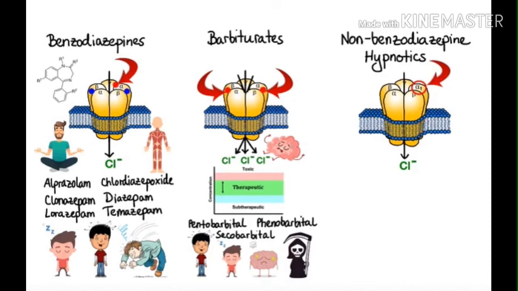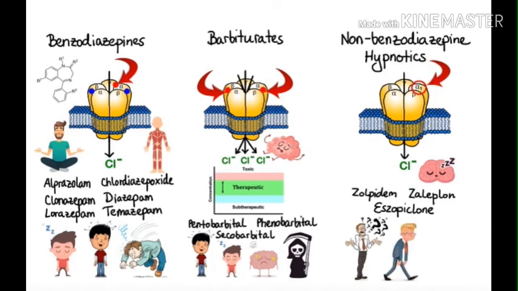Because alpha-1 containing GABA-A receptors are highly expressed in wake-promoting regions of the brain, the preferential binding of non-benzodiazepine hypnotics to these receptors results in sleepiness but not anti-anxiety effect. The examples of non-benzodiazepine hypnotics are zolpidem, zaleplon, and eszopiclone. When it comes to side effects, non-benzodiazepine hypnotics can cause cognitive impairments, including memory loss, daytime sedation, as well as impairment of motor function.